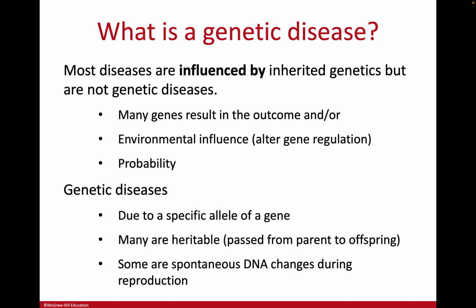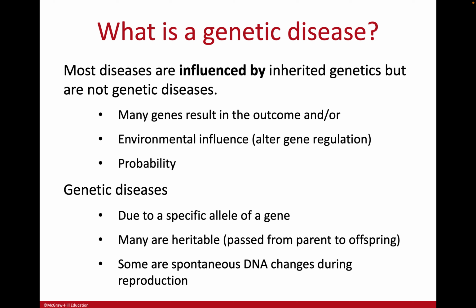Just to note, most diseases are influenced by inherited genetics, meaning the gene combos you got from your parents, but most diseases are not genetic diseases. Most of those result from many genes all acting together. There's environmental influence going on, which might alter gene regulation, and there's also probability involved. So just because you have genetics for a higher probability of Alzheimer's does not mean you'll necessarily get it. That's the environment and random chance to some degree.